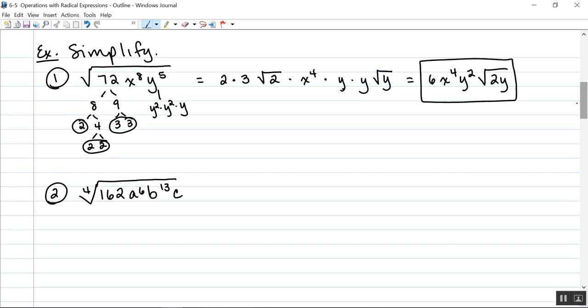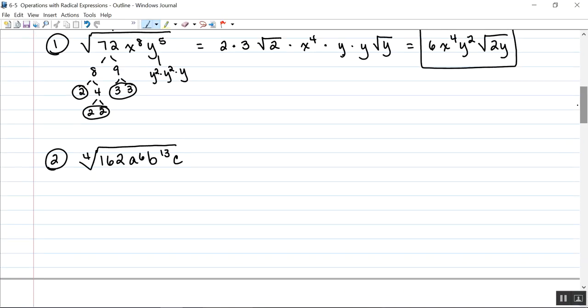Okay, number 2. So now we have the 4th root of 162, a to the 6th, b to the 13th, c. Okay, so 162, I'm going to start breaking that down. And since nothing pops into my mind, I'm just going to start with 2 because I know it can be divided by 2. So 2 times 81. 81 is 9 and 9, and 9 is 3 and 3. And because this is a 4th root, I'm looking for groups of 4. And sure enough, right here is a group of 4 3s.